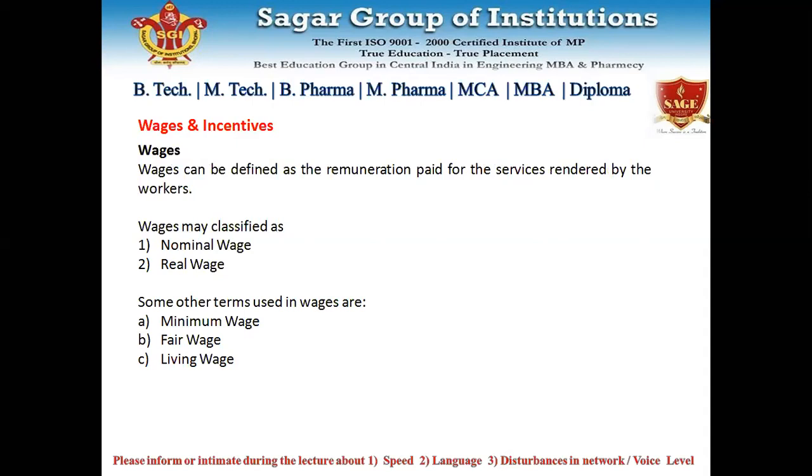Now next, moving to wages and incentives. If we differentiate what is wages and incentives, wages can be defined as the remuneration paid for the services rendered by the worker.